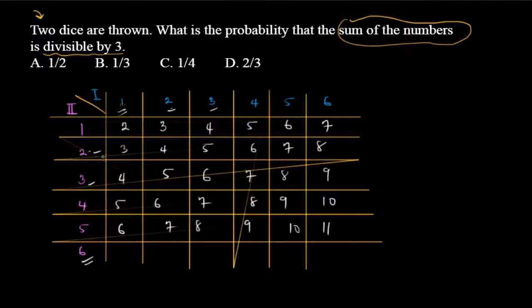The reason why I'm adding is because we want to find the probability of the sum of the numbers that appear on the faces of the dice. That's why I'm adding them up. So you have 7, 8, 9, 10, 11, and 12. Our aim is to find the probability that the sum is divisible by 3.